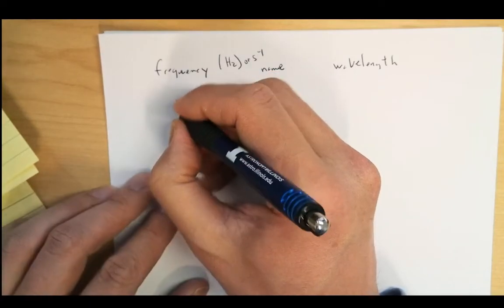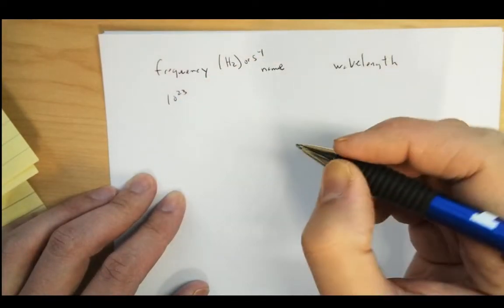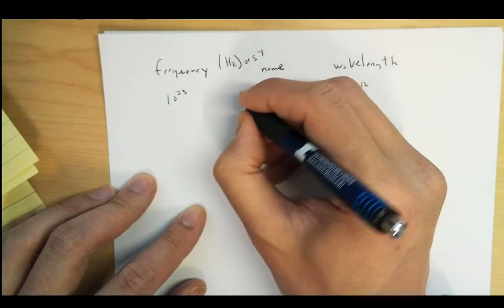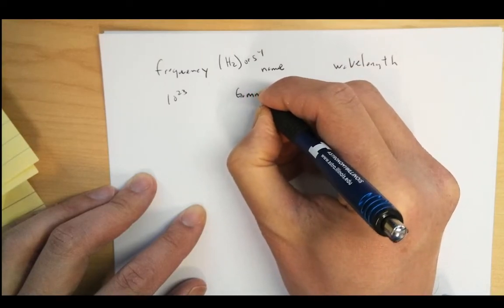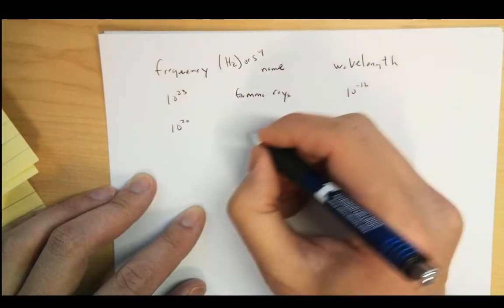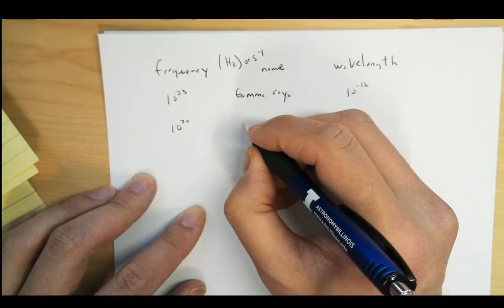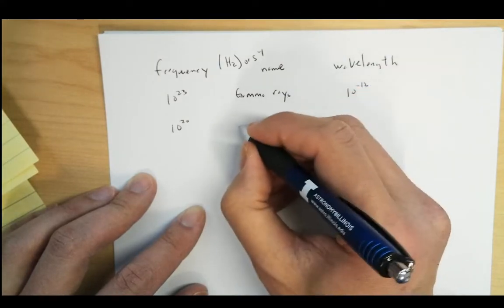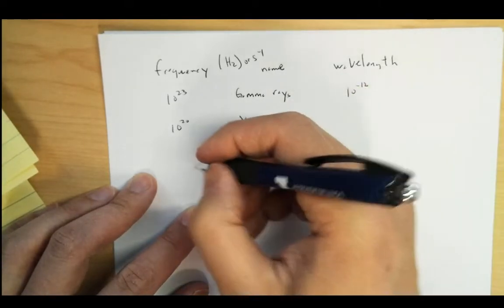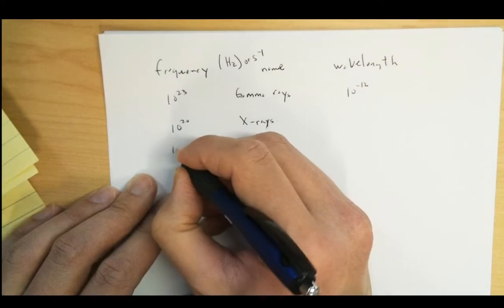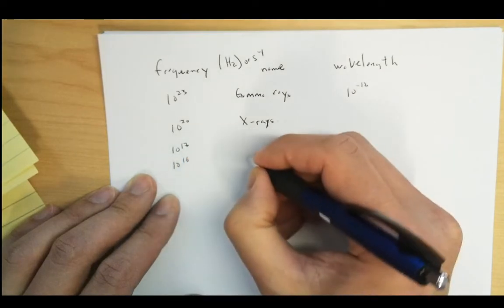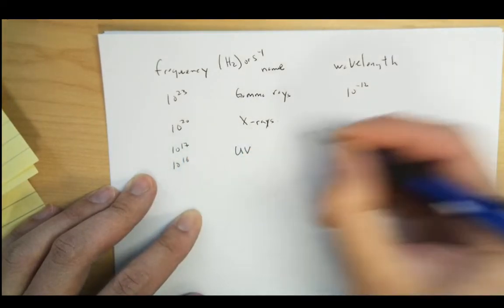So I'm going to start out really high, 10 to the 23rd. The wavelength is something like 10 to the minus 12. These are called gamma rays. Then a little lower is 10 to the 20. These are called X-rays. You go to the doctor, you get X-rays. Then around 10 to the 17 to about 10 to the 16, this is called ultraviolet, UV.